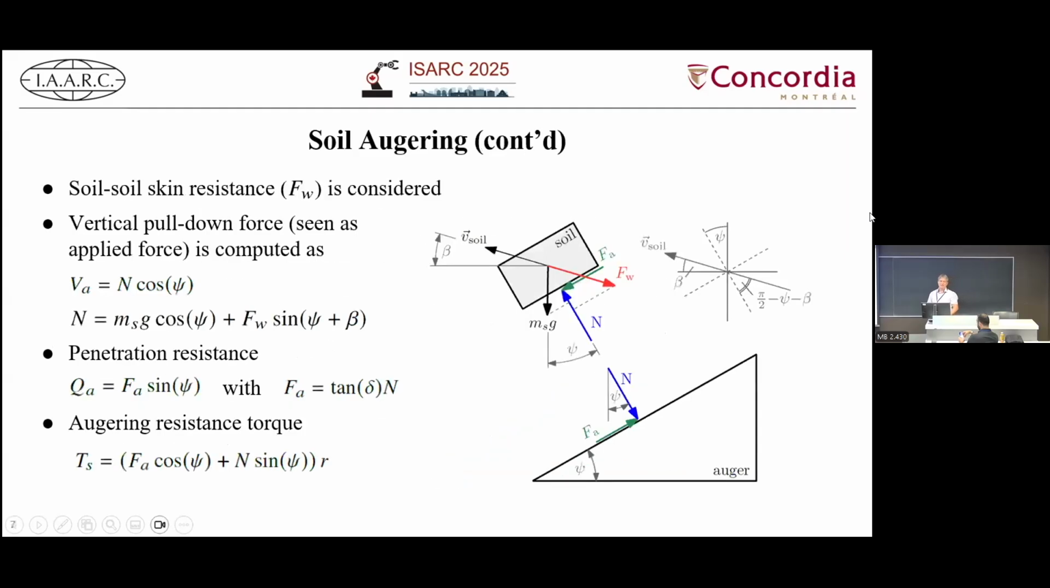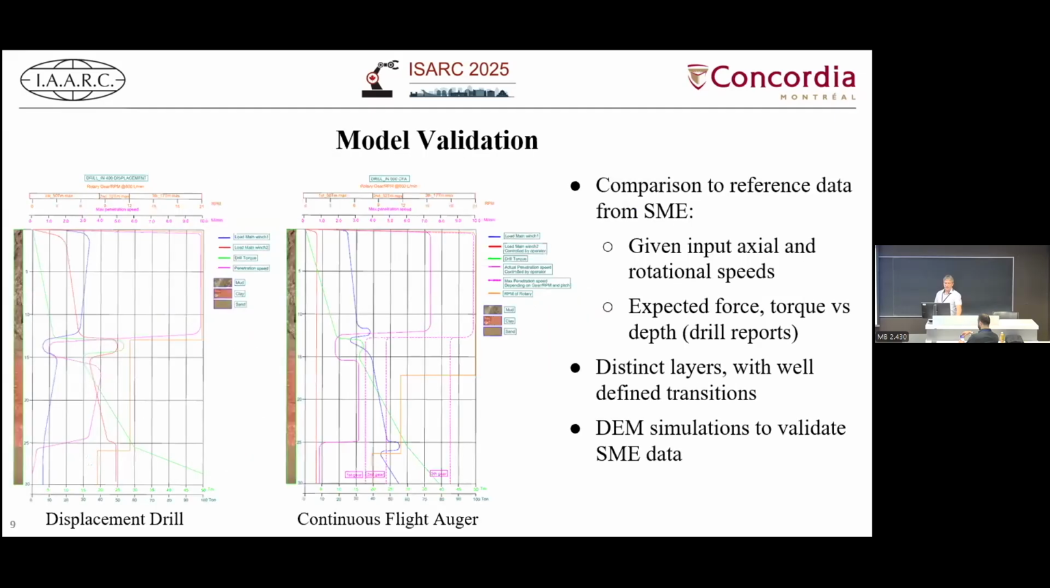So based on this, it's possible to come up with a free-body diagram, and we start with the soil skin resistance force, and based on that we can derive all the other forces. So for example, the vertical pull down force, how the auger is pulling down itself into the ground relative to the surrounding ground by friction. We have a penetration resistance model, and of course an augering resistance torque.